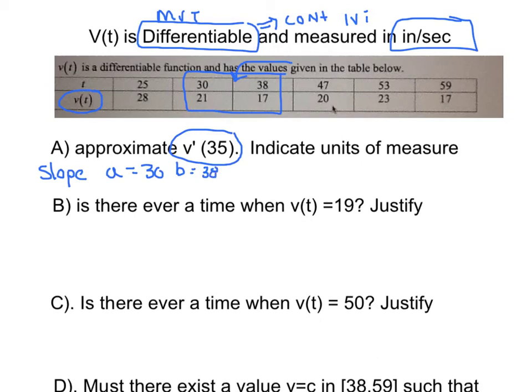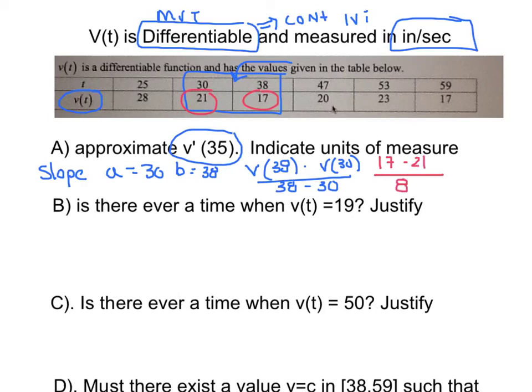So I'm doing V of 38 minus V of 30 all over 38 minus 30. That's simple. I'm doing the slope of velocity to get V prime. Now, let's get those values and then we'll worry about our units of measure. V of 38 is 17 minus V of 30 is 21, all over 38 minus 30 is 8.